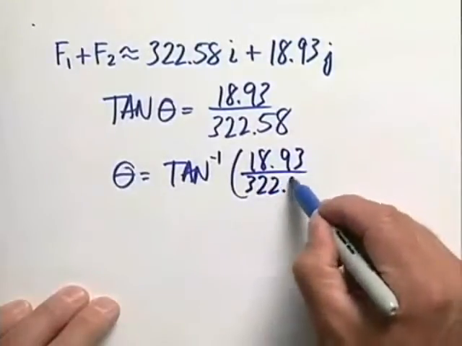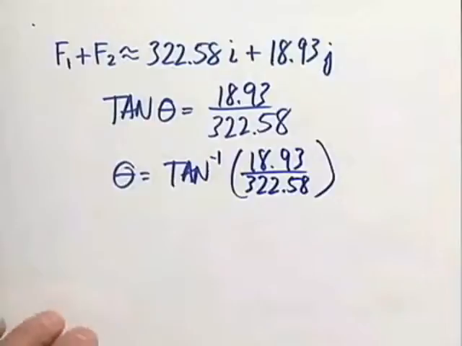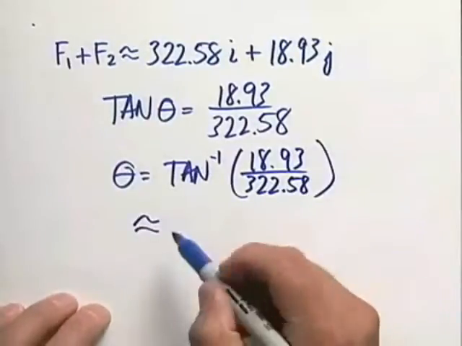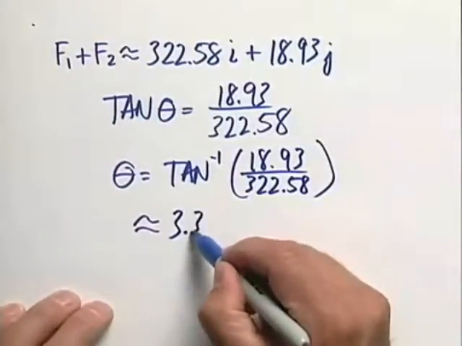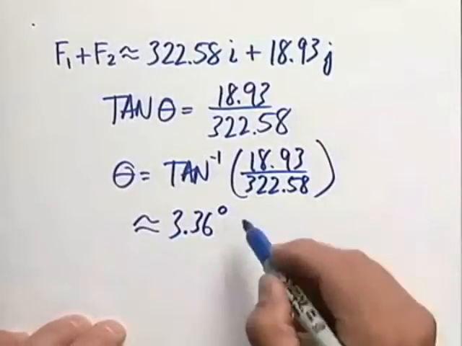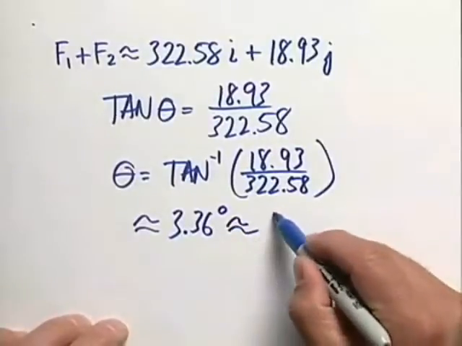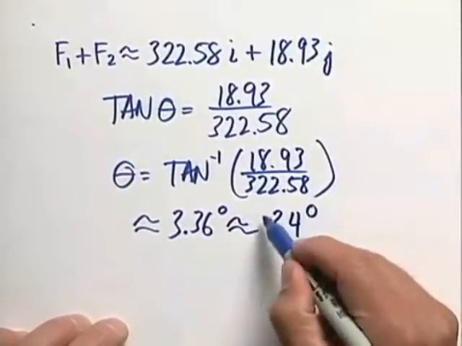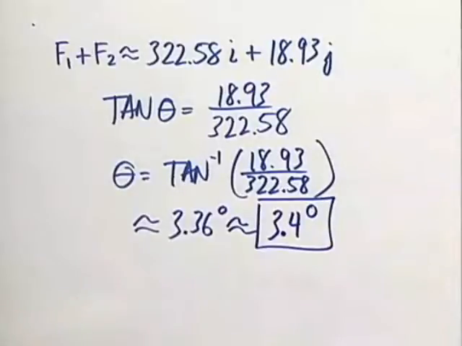So 18.93 divided by 322.58, we plug that in, and we get an approximate value of 3.36. Again, make sure your calculator's in degree mode. But we want this to the nearest tenth of a degree. So to the nearest tenth, we can say that this is equal to 3.4 degrees. And so that completes our problem, solving an application using vectors.